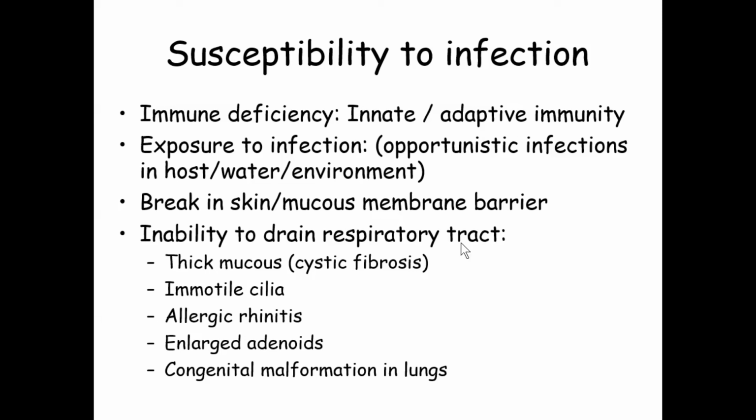Any break in the skin mucous membrane barrier can cause infection, and then if there's an inability to drain the respiratory tract, thick mucus in cystic fibrosis, or if the cilia don't work, or if you have allergic disease that prevents clearance, all this can set you up for recurrent infection. So not everybody with recurrent infection has an immune deficiency.